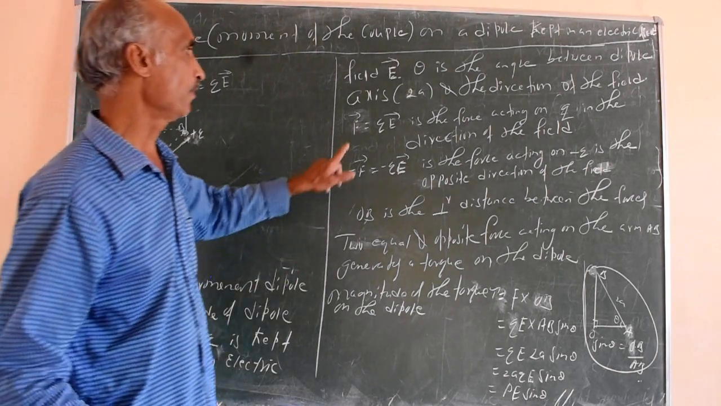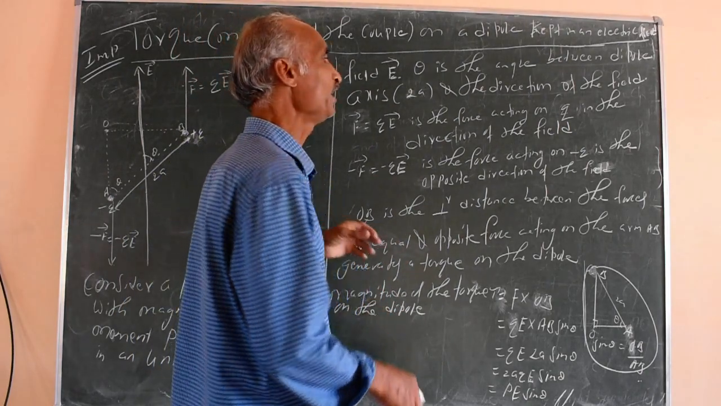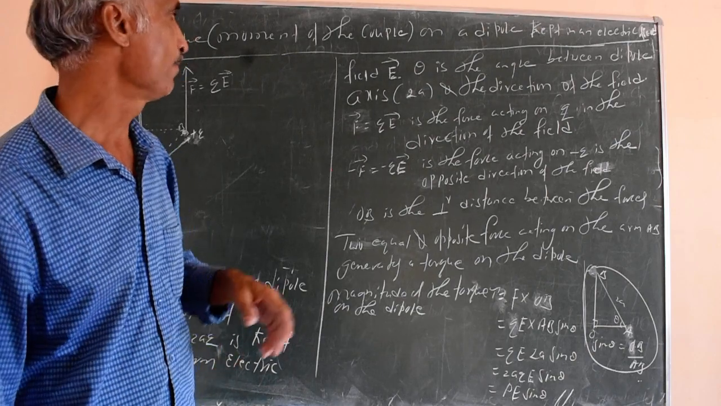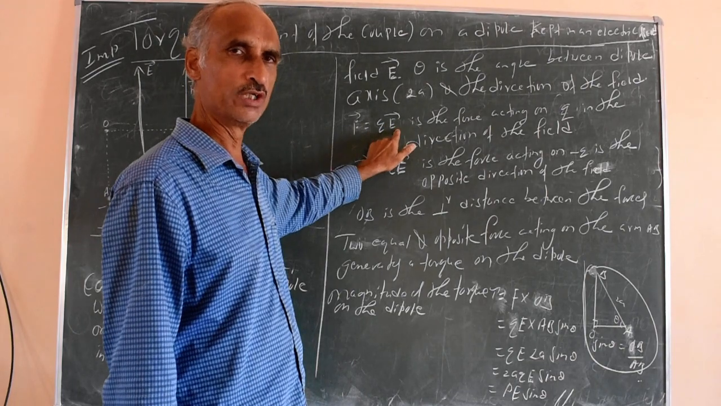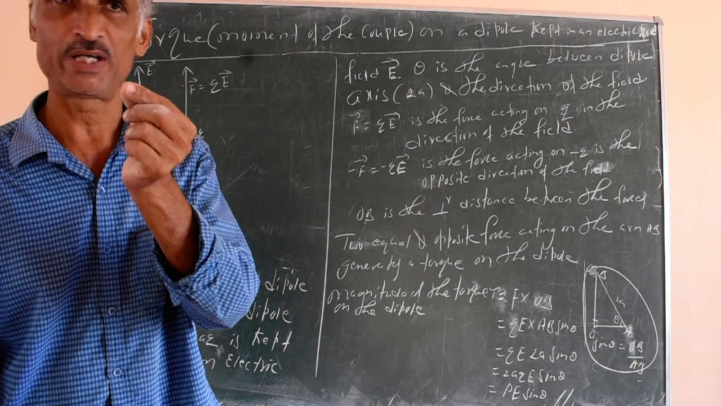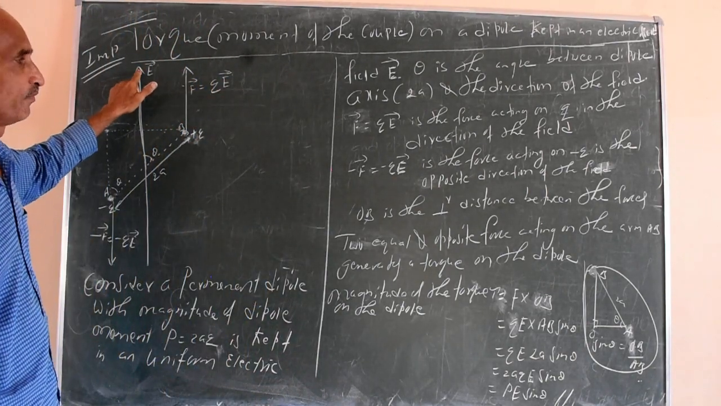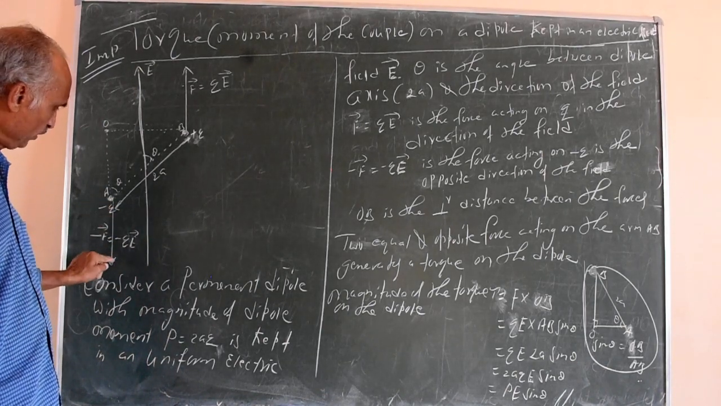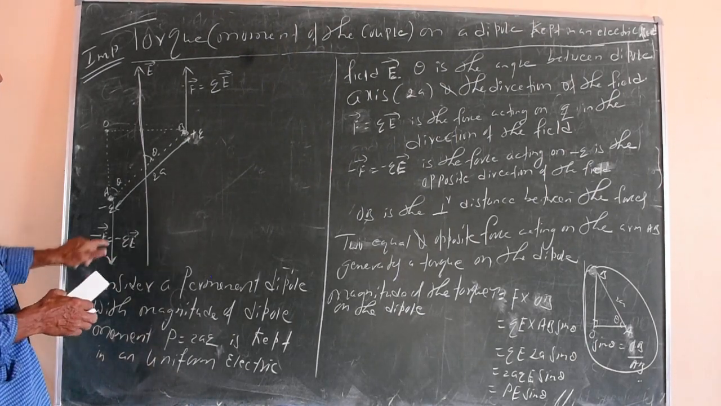F bar is equal to Q E bar, the force acting on the charge plus Q in the direction of the field. That is the basic theory. If a charge Q is kept in the field E bar, the force acting on it is Q into E. And if the charge is positive, the force, which is a vector quantity, has the same direction as that of the field. If the charge is negative, the direction of the force is opposite to the field.